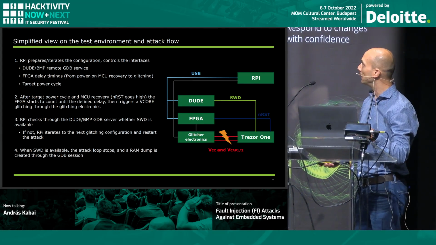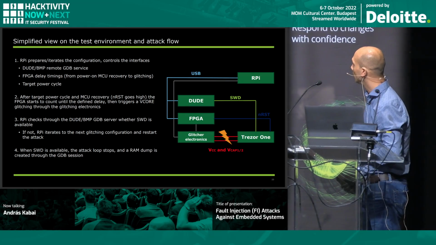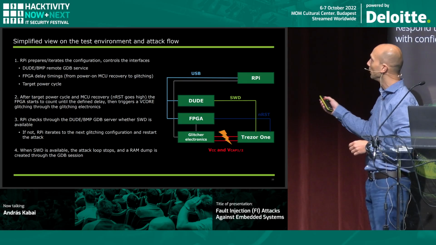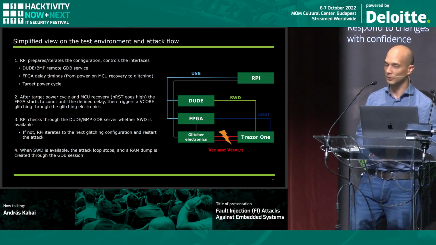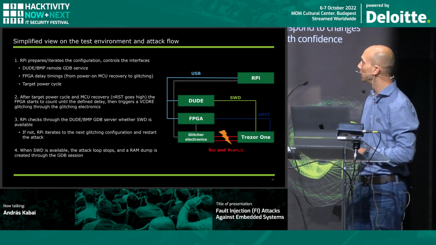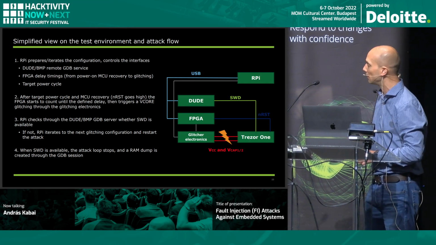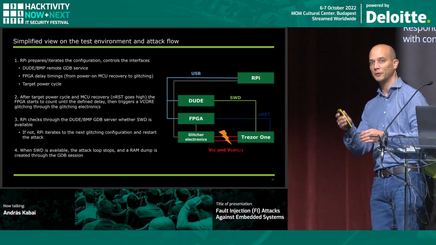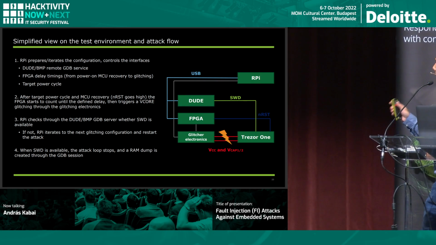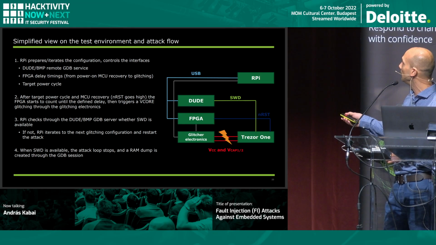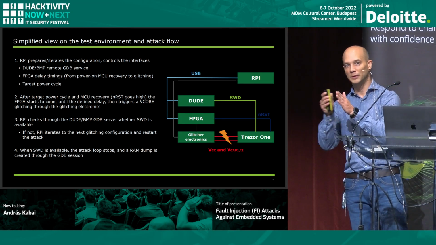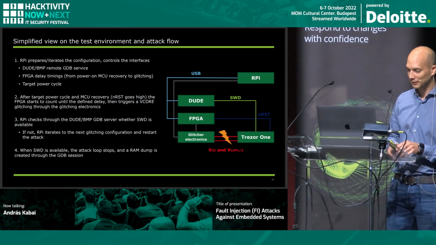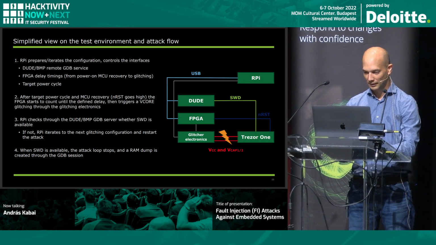And the Raspberry Pi is also responsible for the power cycle of the target. So whenever it is needed, after executing every attack, it turns the power to the target off and on. And the FPGA, as soon as the MCU is recovering after power on, triggered by the reset line, starts to count. After hitting the right delay, it will control the glitcher electronics and insert a glitch, with changing pulse length and changing delay, to the target. So this is how it looks. And let's see the demo.